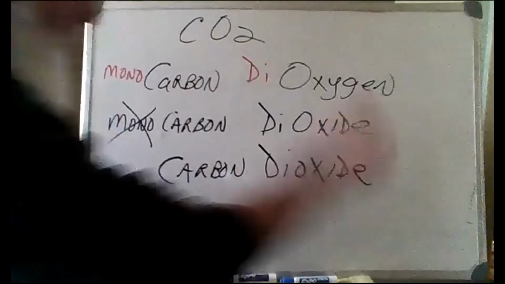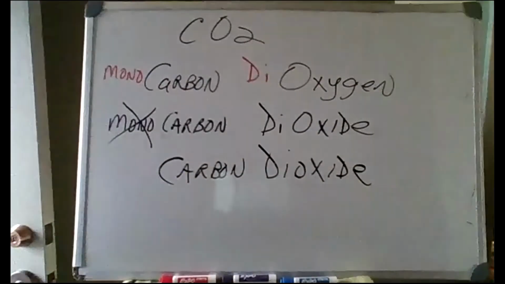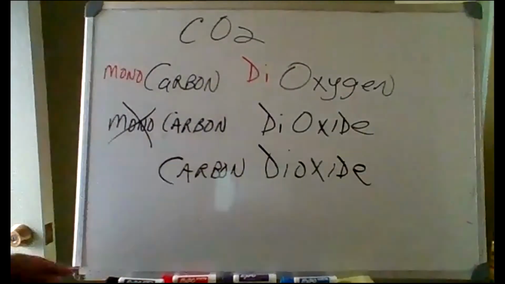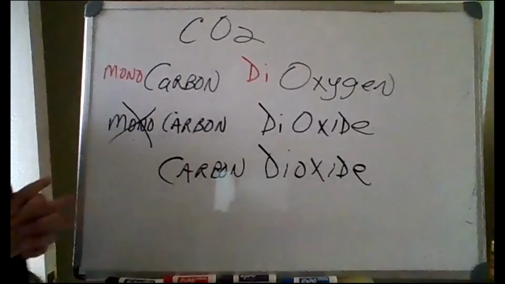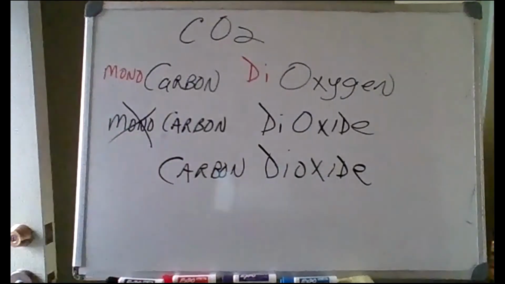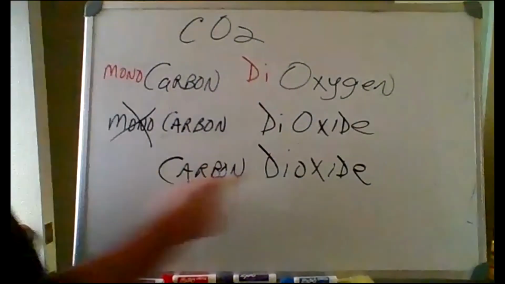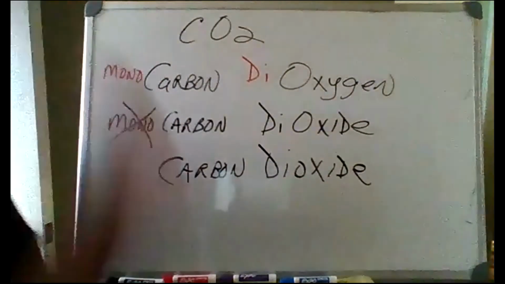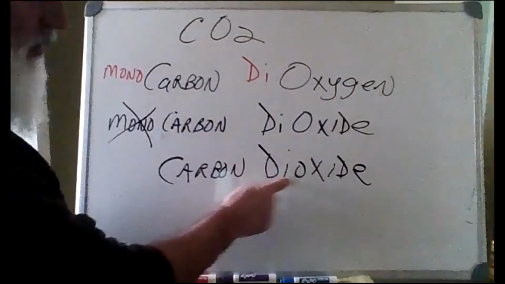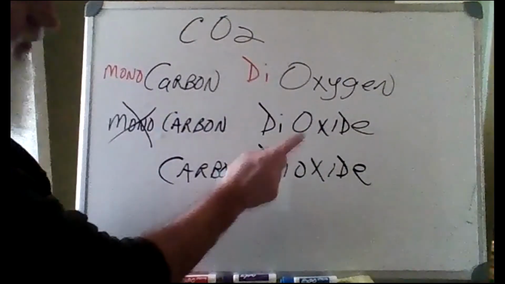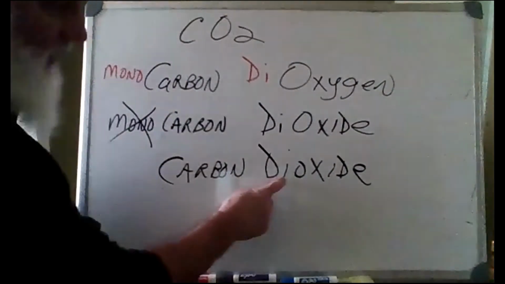All right? Carbon dioxide. Now you have to apply that rule A in this problem. Now let's look at rule B. Rule B says if you have an element that begins with a vowel, oxygen begins with a vowel, you may drop the last vowel off of the prefix.